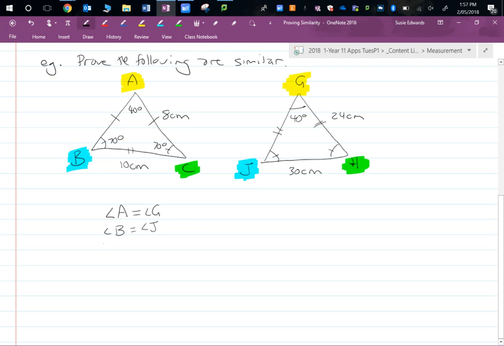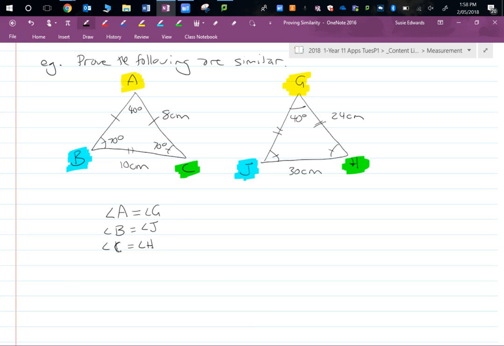And angle H is equal to? No, so angle C is equal to angle H. All right, so therefore, have I now proven that all the angles are the same? Yes, because I've said they're equal. This is equal to this, this is equal to this, this is equal to this.